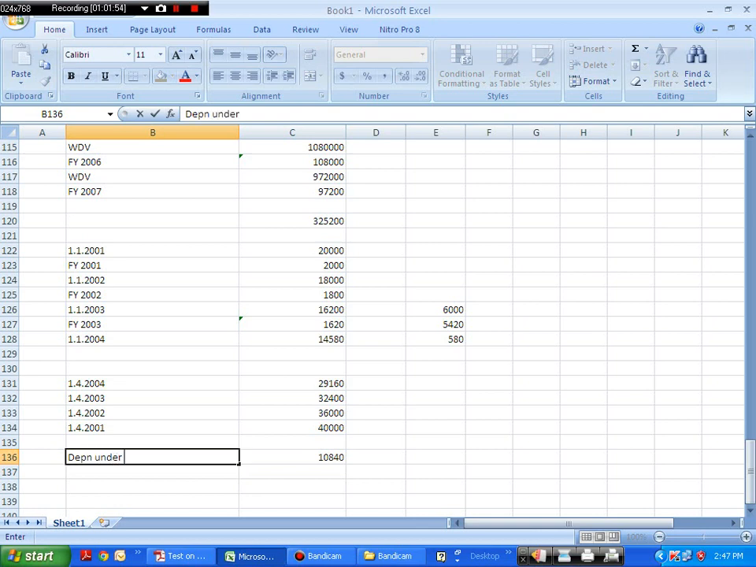So depreciation under WDV method is 10,840 rupees. That is the WDV or the cost of the machine on 1/4/2001 and the WDV now. The difference between that will give us the depreciation that has been charged under WDV.